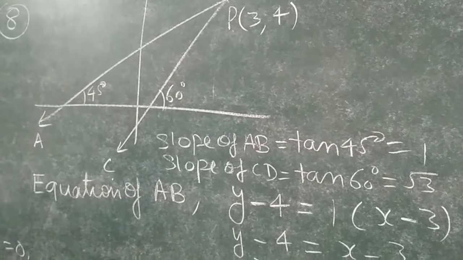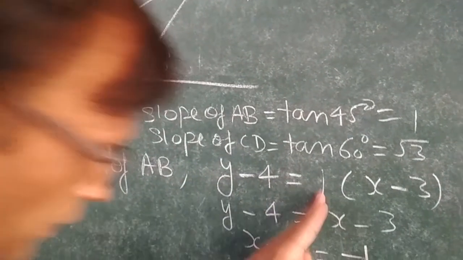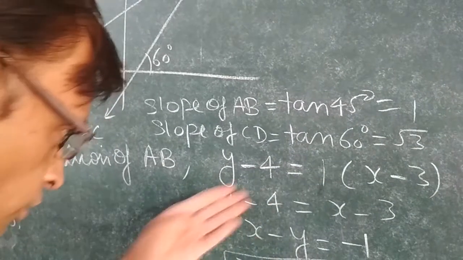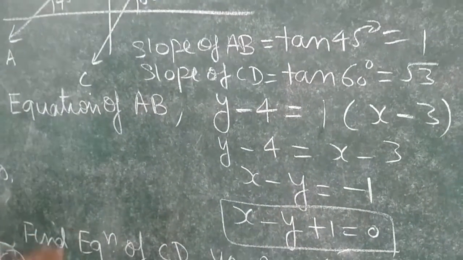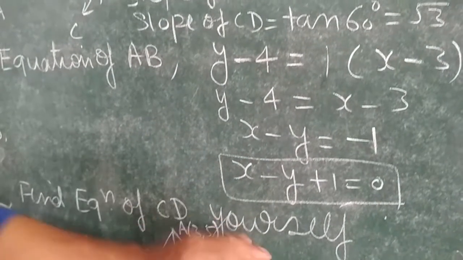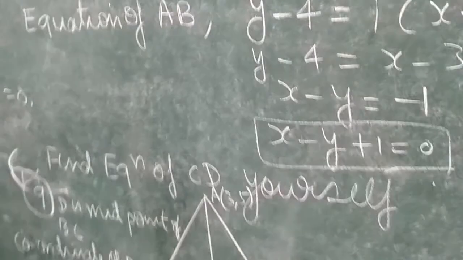Equation of AB: y minus 4 equal to m1 into (x minus 3). On solving we get this answer. The equation of CD you have to find yourself. Ninth, D the midpoint of BC.